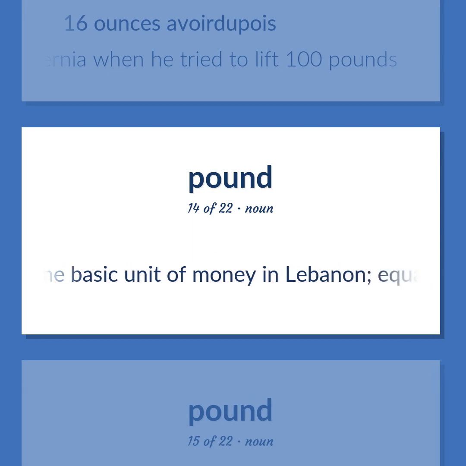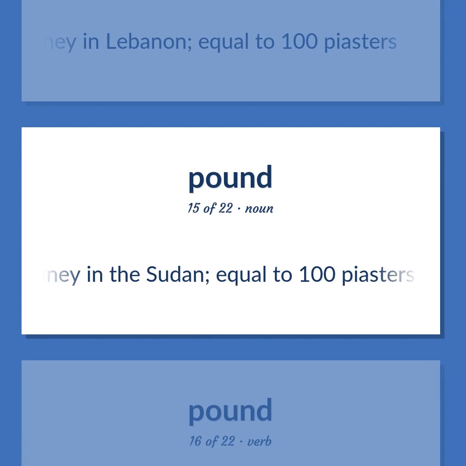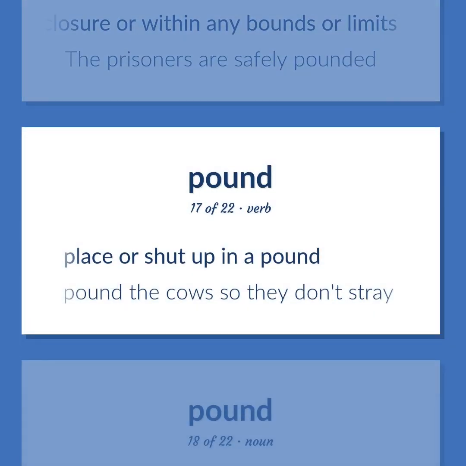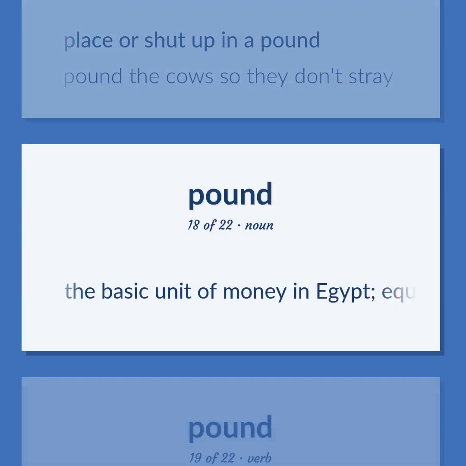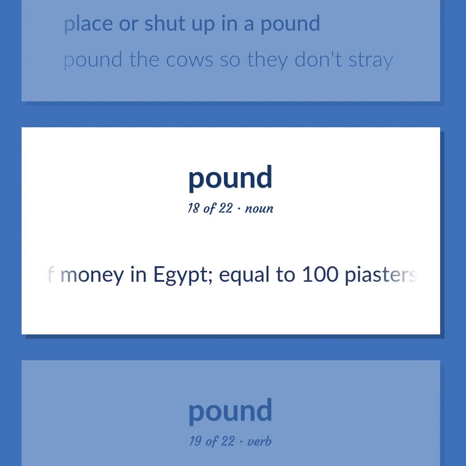The basic unit of money in Lebanon, equal to 100 piastres. The basic unit of money in the Sudan, equal to 100 piastres. Shut up or confine in any enclosure or within any bounds or limits. The prisoners are safely pounded. Place or shut up in a pound. Pound the cows so they don't stray. The basic unit of money in Egypt, equal to 100 piastres.